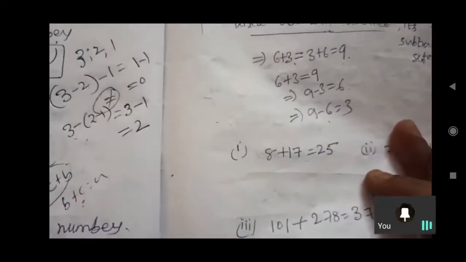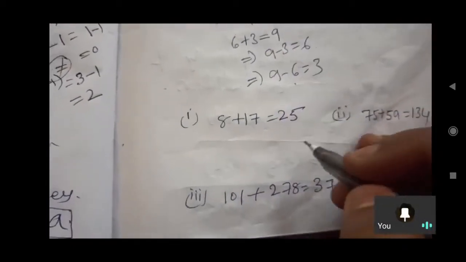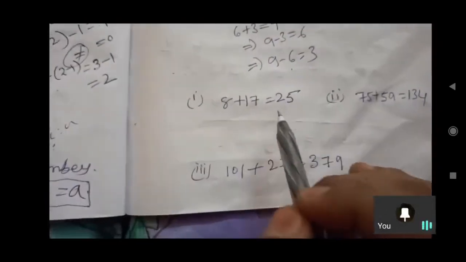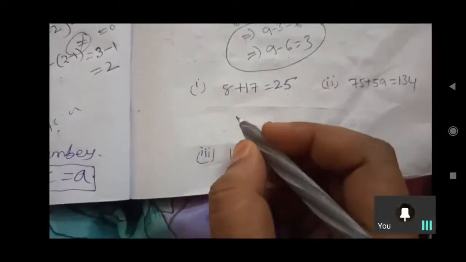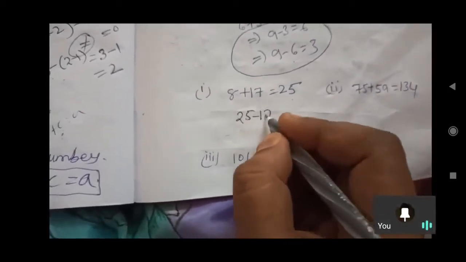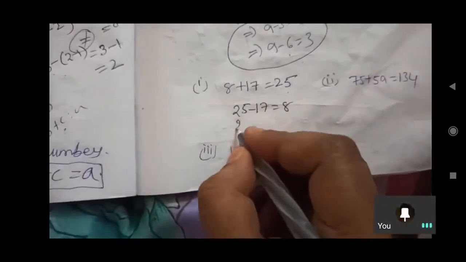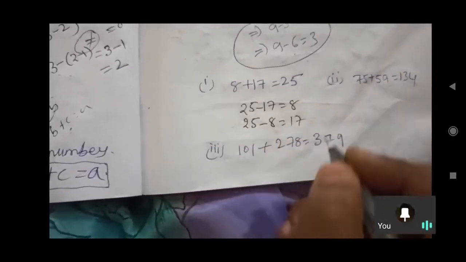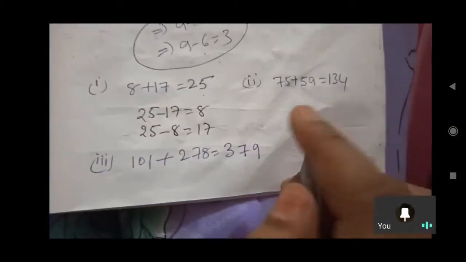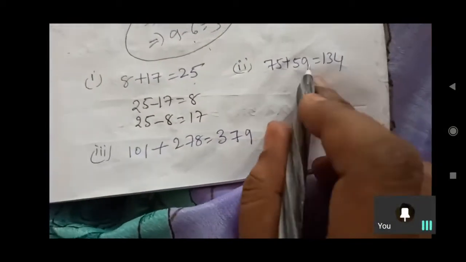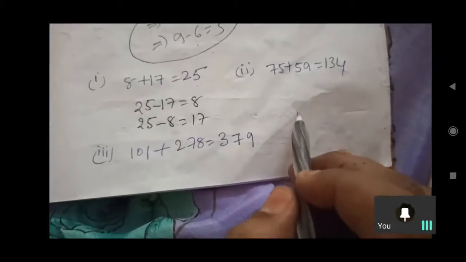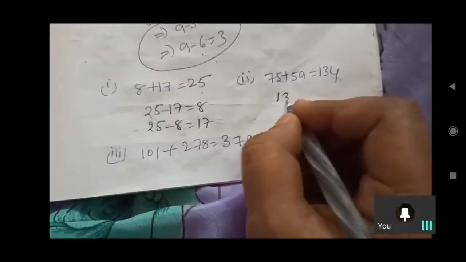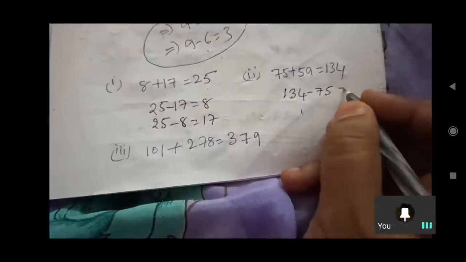And next we have to write subtraction sentences for the following. In this manner you have to write two subtraction sentences for this addition. Say now, 25 minus 17 is equal to 8, and 25 minus 8 is equal to 17. For this one addition sentence, you have to write two subtraction sentences. Say, 134 minus 75 is equal to 59.